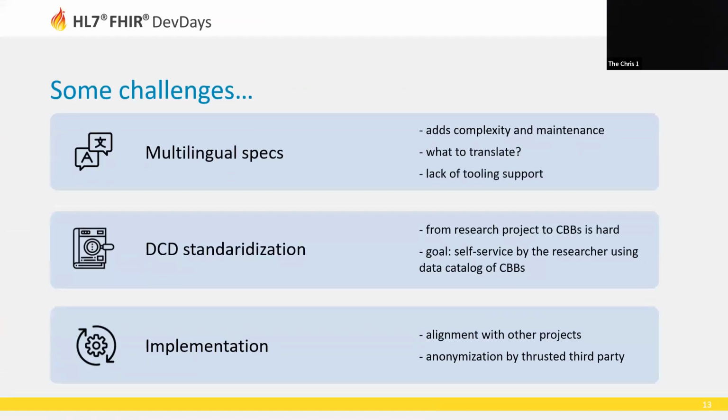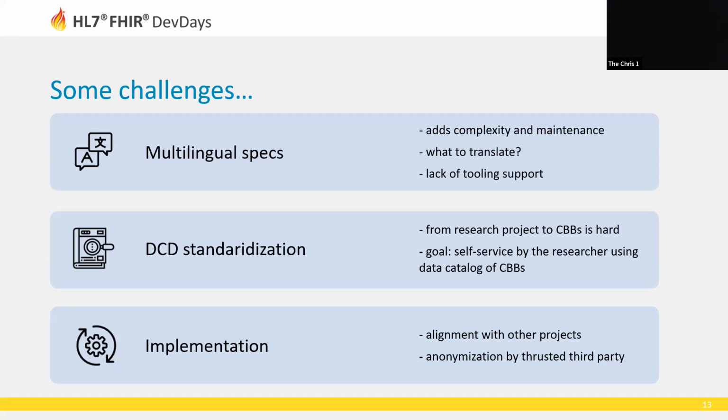Then we have some challenges in this whole process. First of all, in Belgium, there are at least 3 national languages that are being spoken: English, French, and Dutch. And we want to include them in the specs as well, and that's pretty hard. That adds a lot of maintenance and complexity to it, but also what are you going to translate? Because you probably don't want to translate everything. For example, the FHIR specs itself are also in English. And also the tooling is not really working around that. So that's been a thing going on for quite a while.